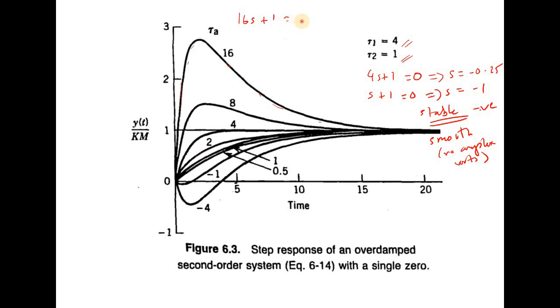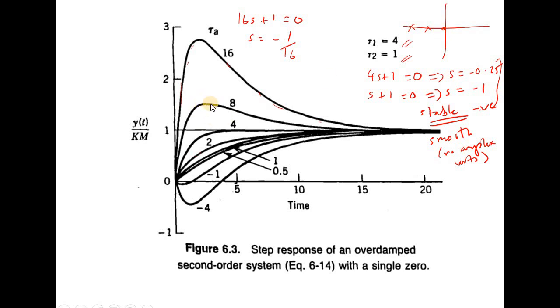16s plus 1 is equal to 0. You will have s equal to minus 1 over 16, and minus 1 over 16 is really very close to the imaginary axis. This is why it has a big overshoot in comparison to the other two poles, which are minus 0.25 and minus 1. Imagine, it's not 1 over 4, it's minus 1 over 16. So definitely it will have a strong effect.